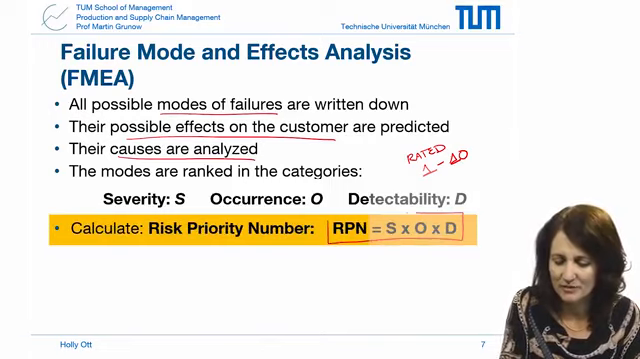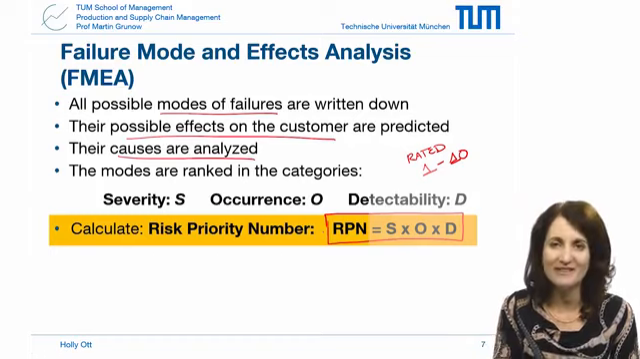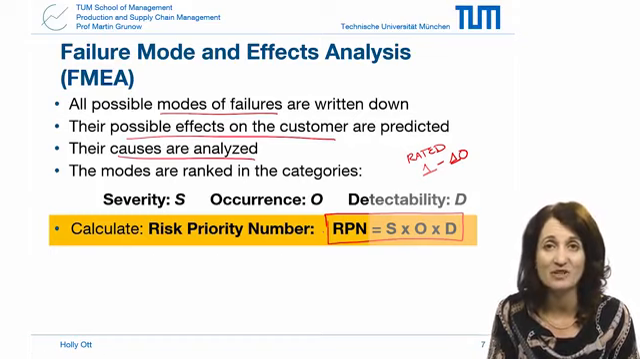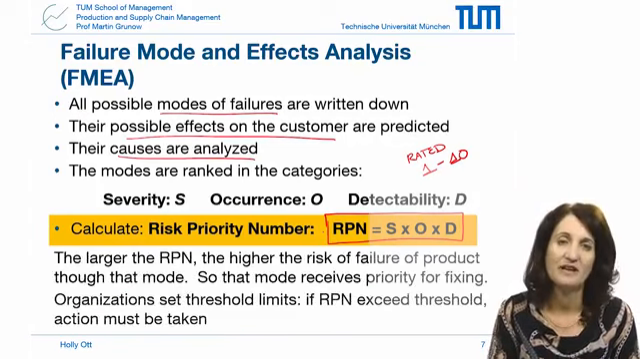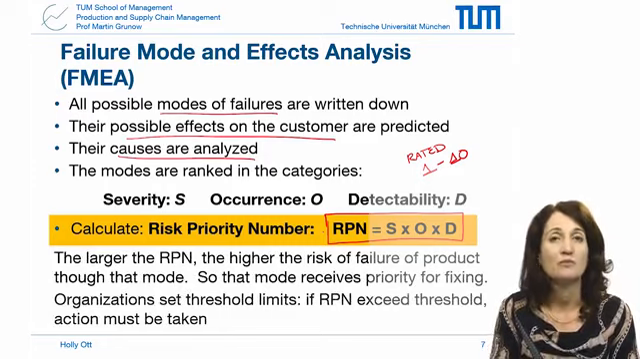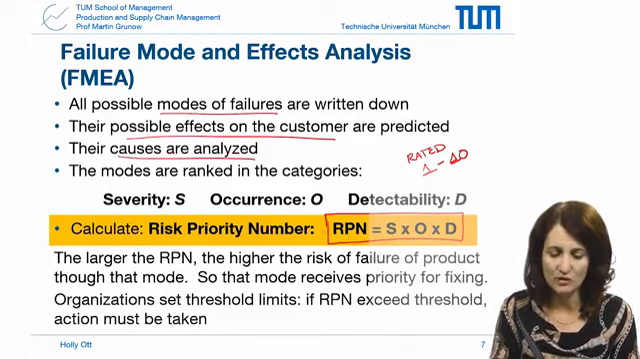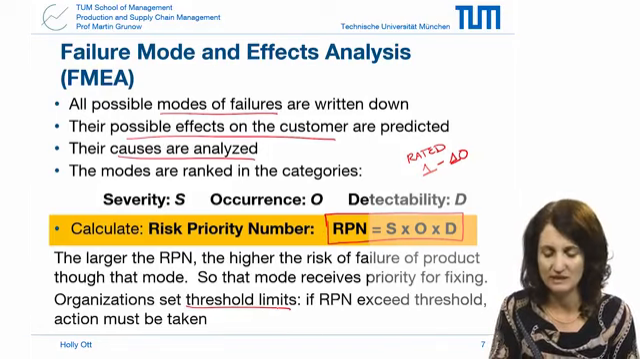From these we do some advanced math and multiply them together to get the risk priority number. This is quality management language. We talk about RPNs, which is severity times occurrence times detection. The larger the RPN, the higher the risk of failure of the product through that mode. So that mode would receive the priority to be addressed and corrected or prevented. And organizations often set threshold limits, like if the RPN exceeds a certain threshold, then action must be taken.